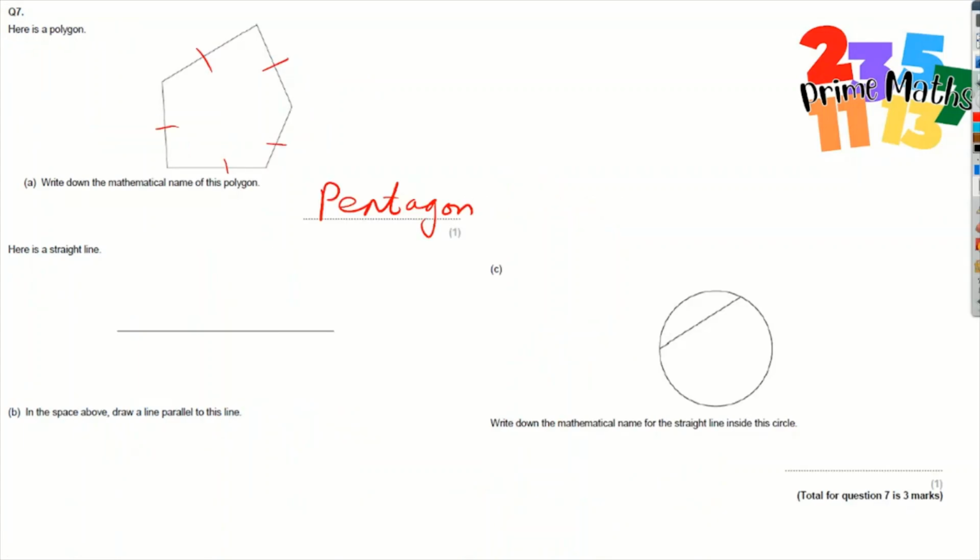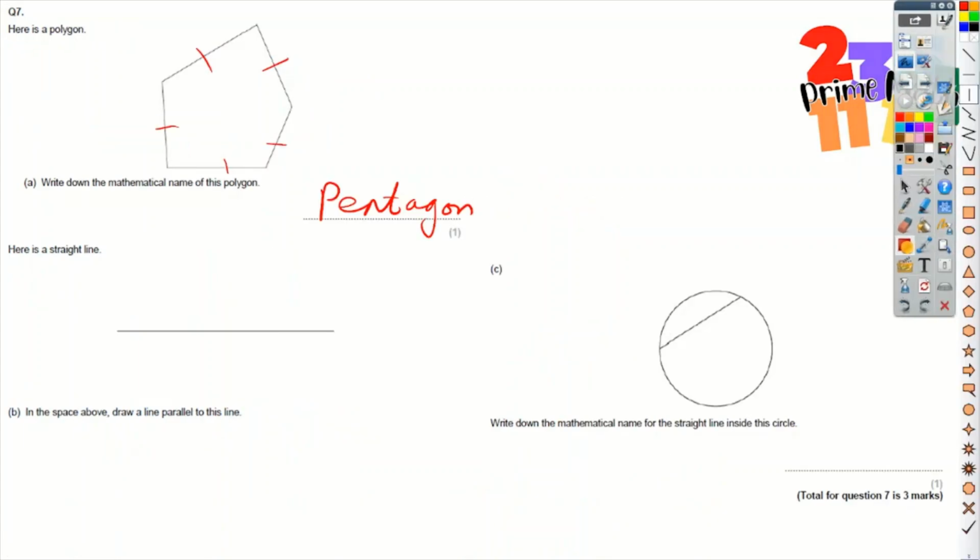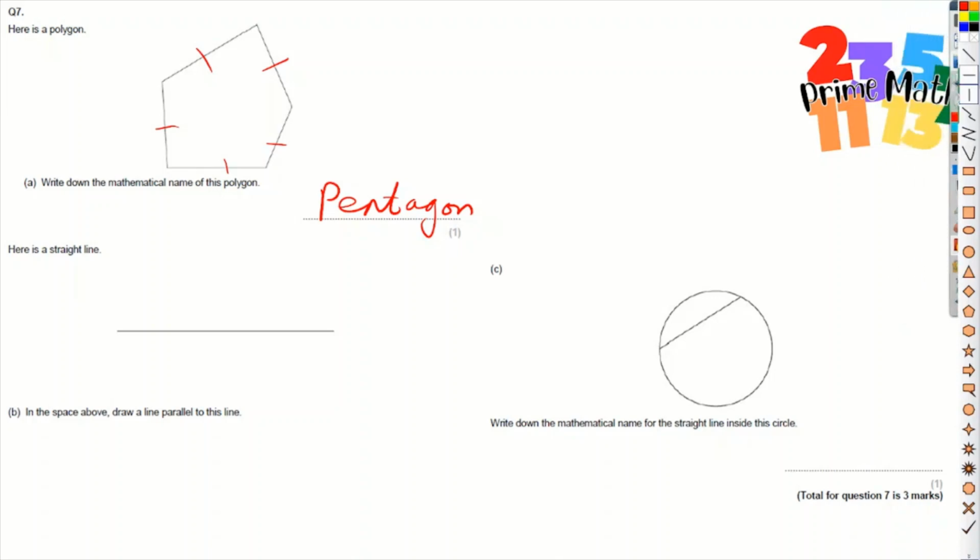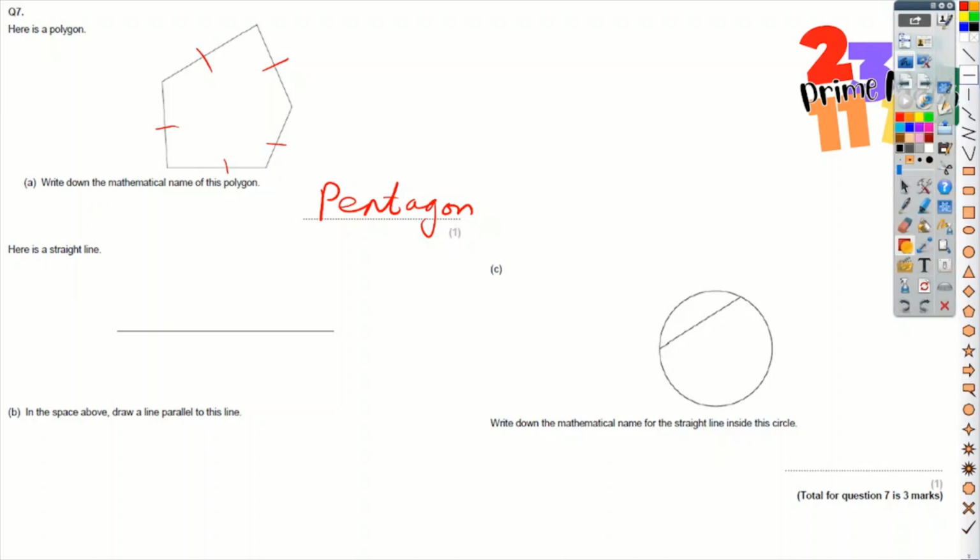For part B, we've been given a straight line and we've been asked to draw a line that's parallel to this line. So we want to draw a horizontal line somewhere next to this line. Doesn't matter how long the horizontal line is, just that it's horizontal.